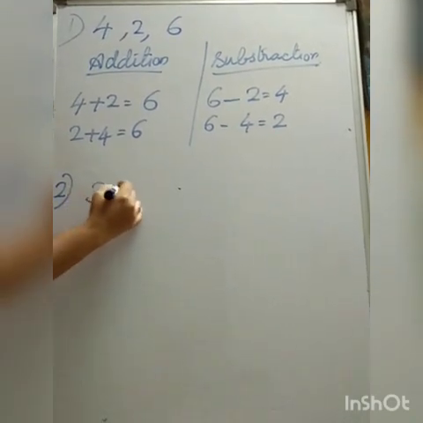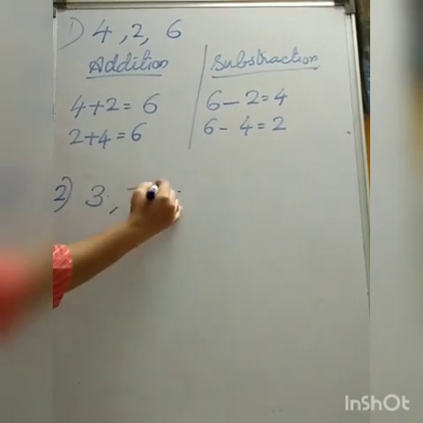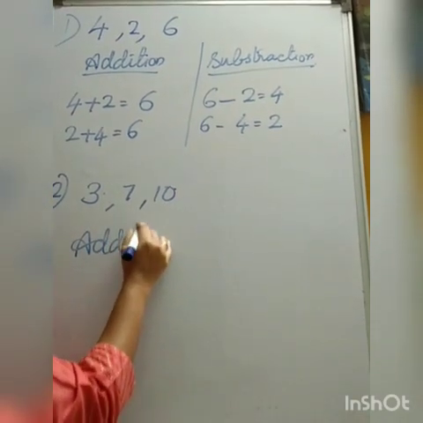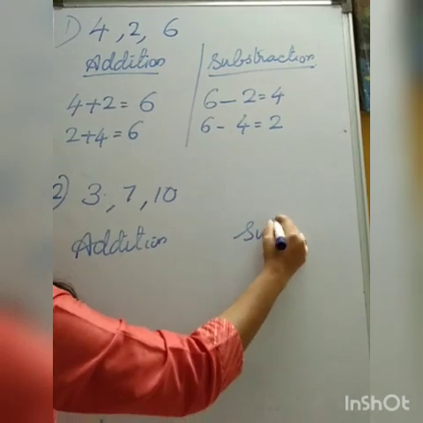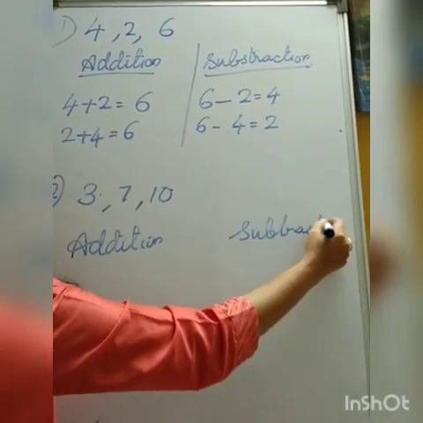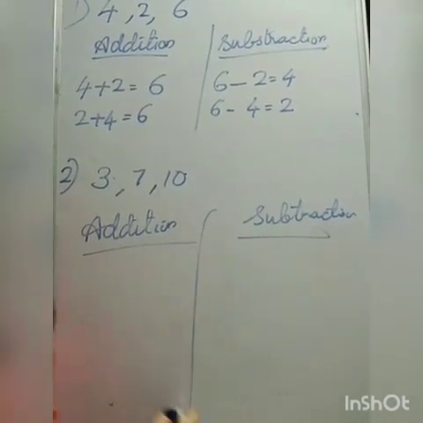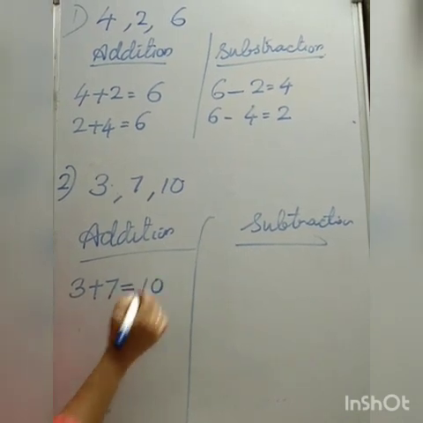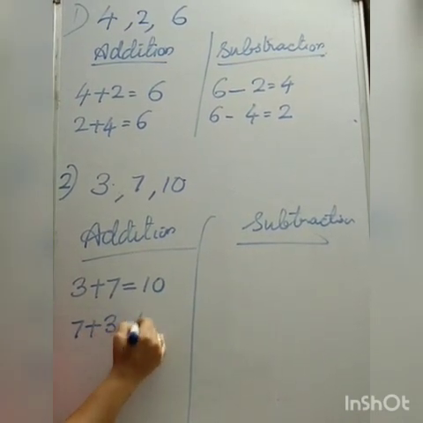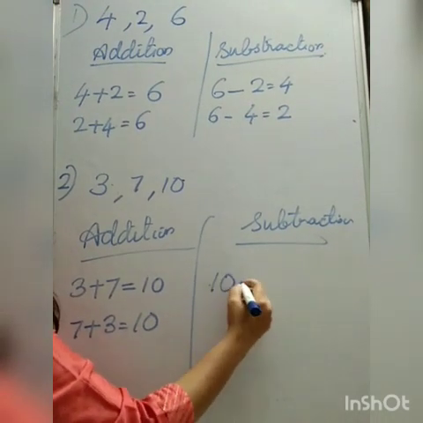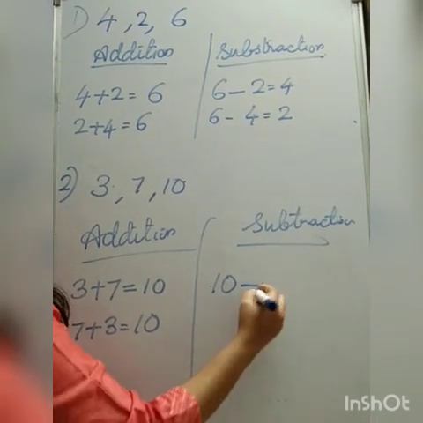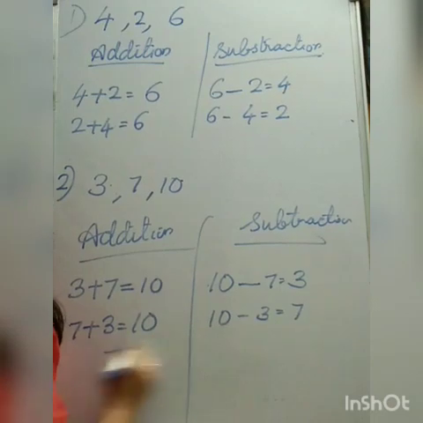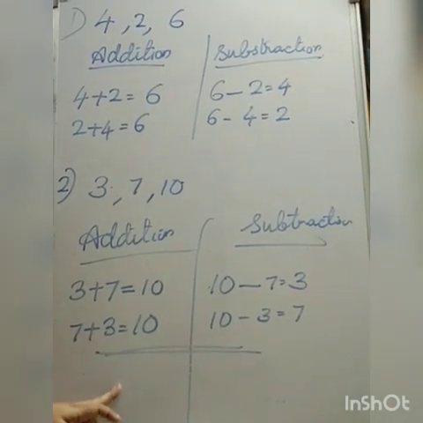Okay. 3, 7 and 10. Addition fact and subtraction fact. In addition fact, small numbers come first. 3 plus 7 is equal to 10. 7 plus 3 is equal to 10. In subtraction, the biggest number comes first. Change the symbol. 10 minus 7 is equal to 3. 10 minus 3 is equal to 7. Got it?